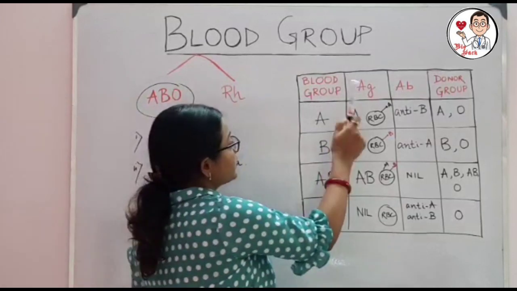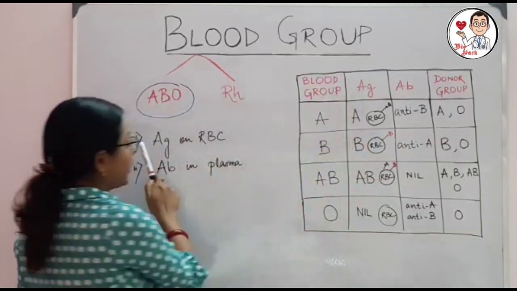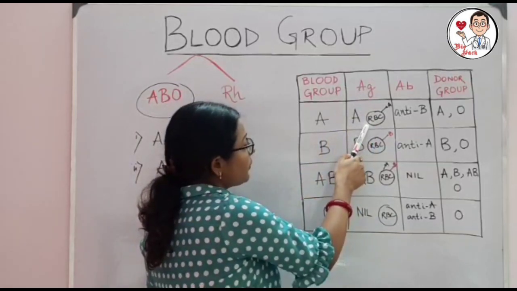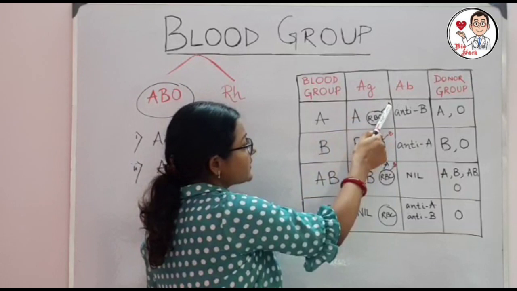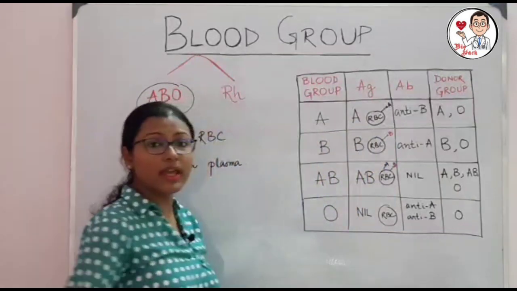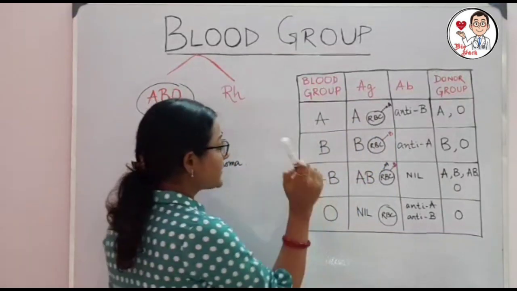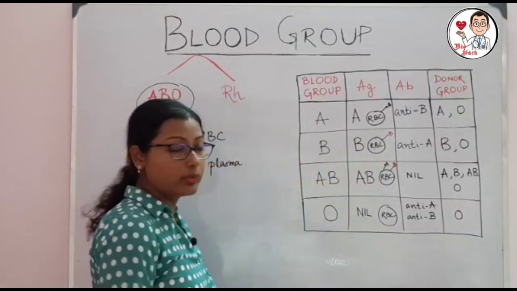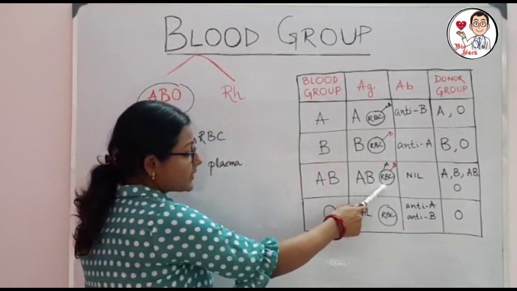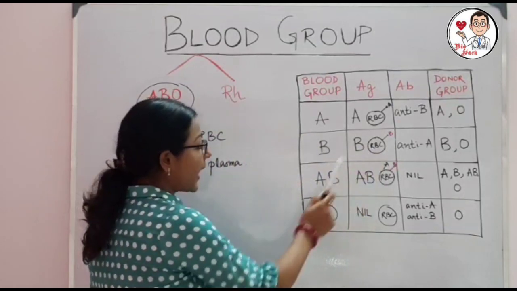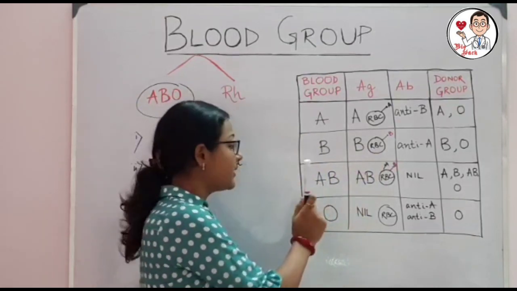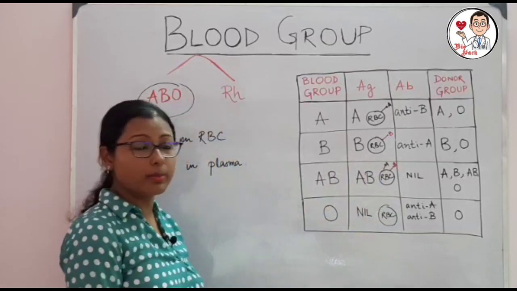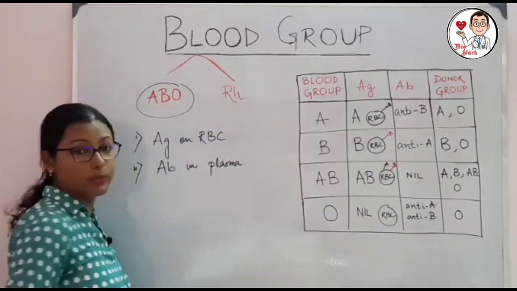Now, let us look into the antigens present. Number 1 point. The antigens present on the surface of RBC, if it is A, it will be of A blood group. Exactly the same. If it is B, then it will be B blood group. If the antigen present on RBC is both A and B, then it is AB blood group. And if there are no antigens on the surface of RBC, it will be O blood group.